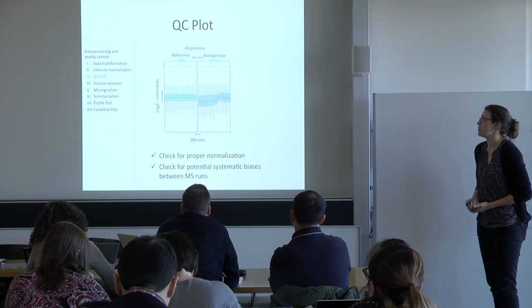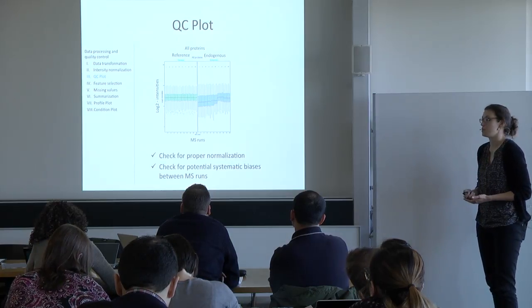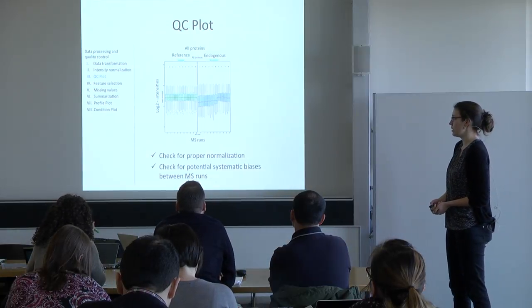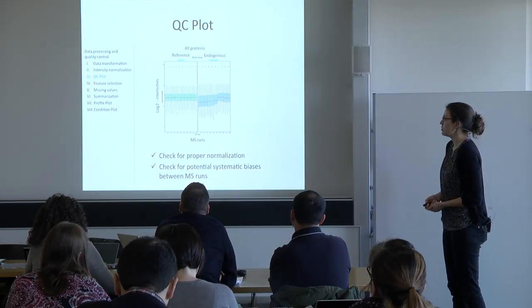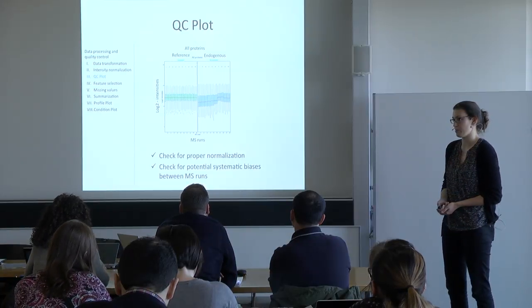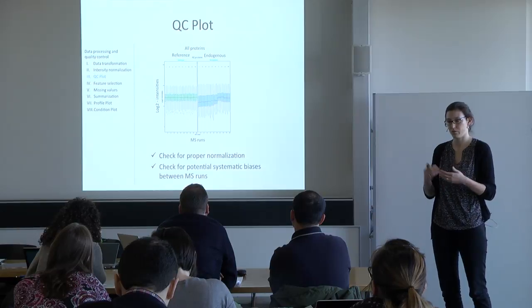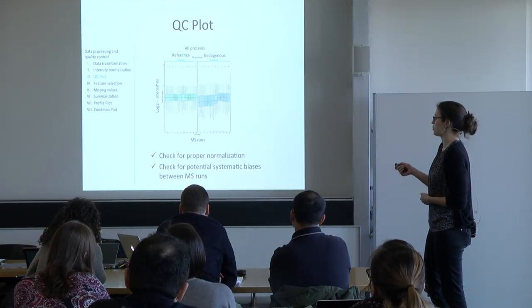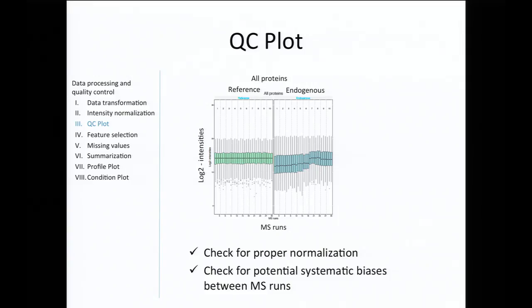And MSstats gives you as an output a quality control plot, which visualizes the normalization. So you can generally check if there are any potential systematic biases where some runs are still out of the normal range. And you could just have a look at how this performs.